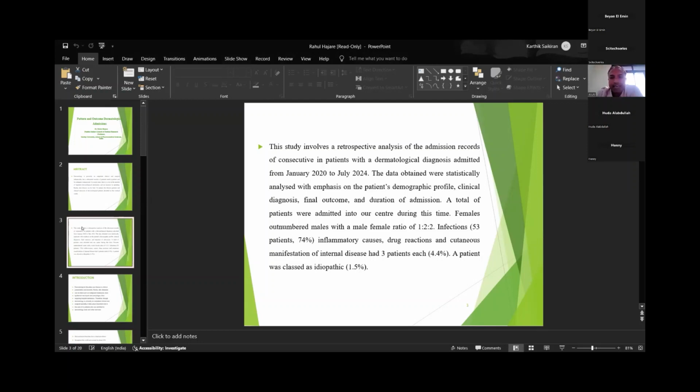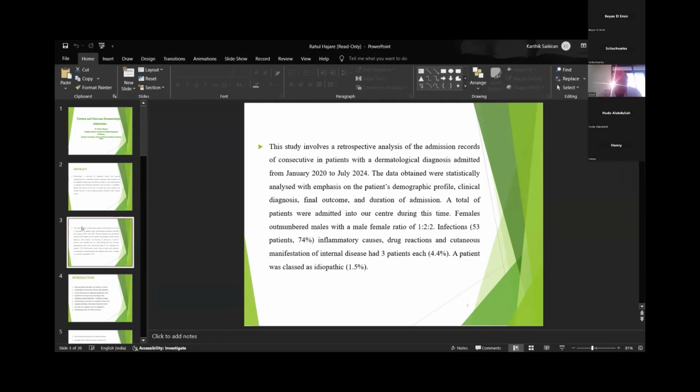This study involves a retrospective analysis of the admission records of consecutive inpatients with a dermatological diagnosis admitted from January 2020 to July 2024. The data obtained were systematically analyzed with emphasis on the patient's dermatological profile, clinical diagnosis, final outcome, and duration of admission. A total number of patients were admitted in our center during this time.